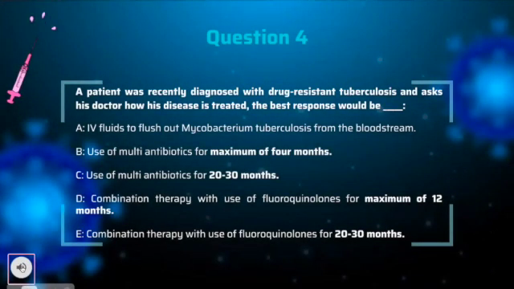A patient was recently diagnosed with drug-resistant tuberculosis and asked his doctor how his disease is treated. The best response would be: IV fluids to flush out Mycobacterium tuberculosis from the bloodstream; use of multi-antibiotics for a maximum of 4 months; use of multi-antibiotics for 20 to 30 months; combination therapy with use of fluoroquinolones for a maximum of 12 months; combination therapy with use of fluoroquinolones for 20 to 30 months.